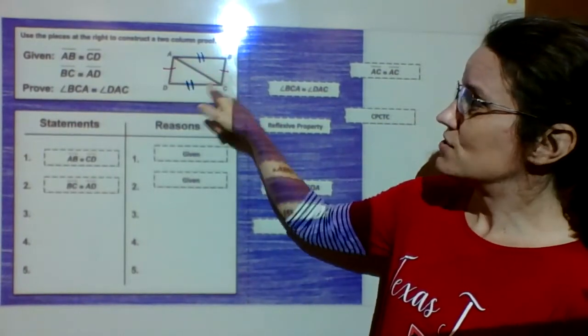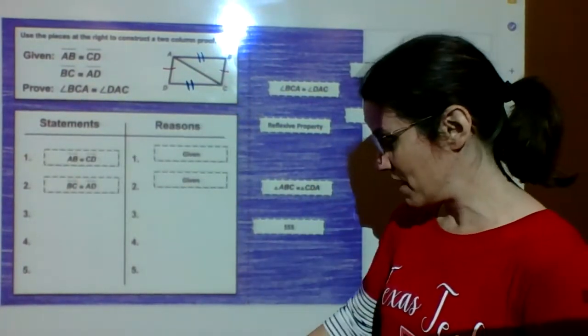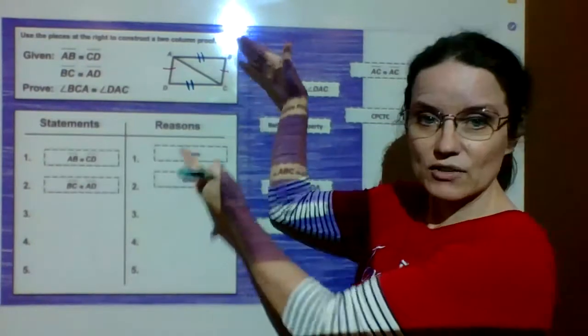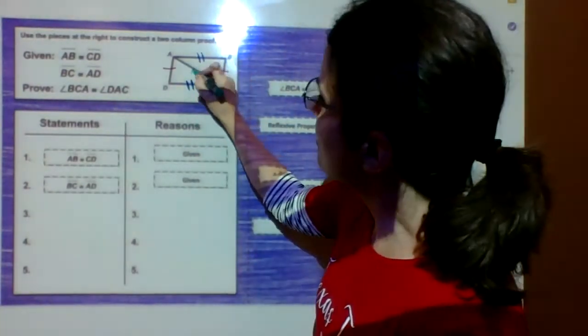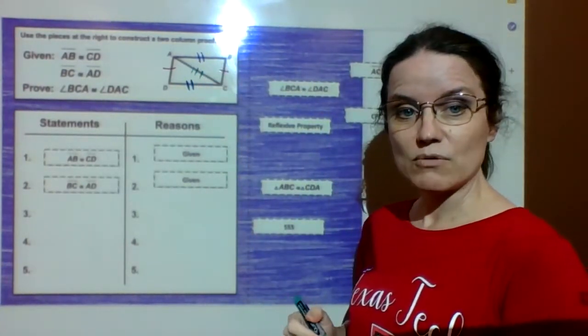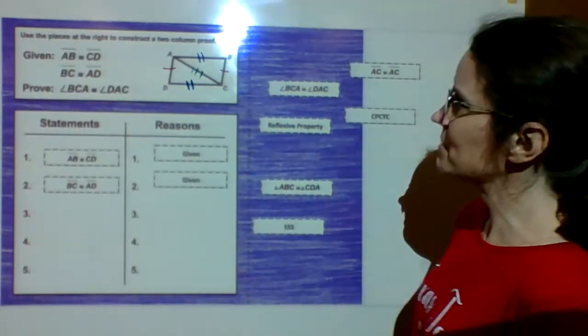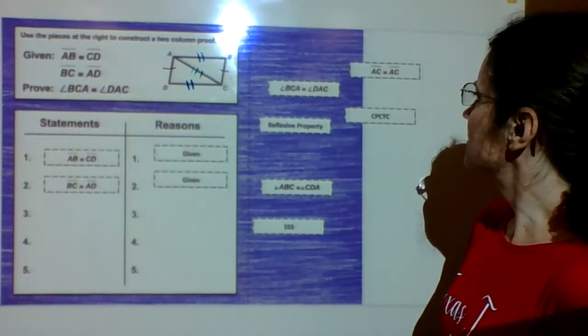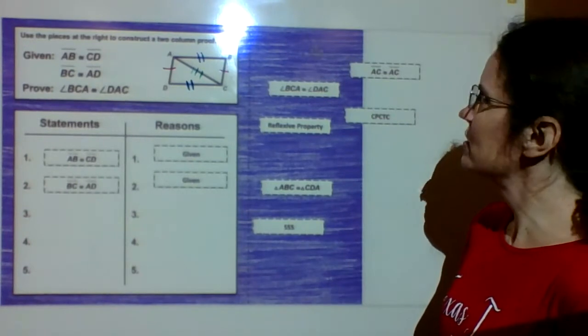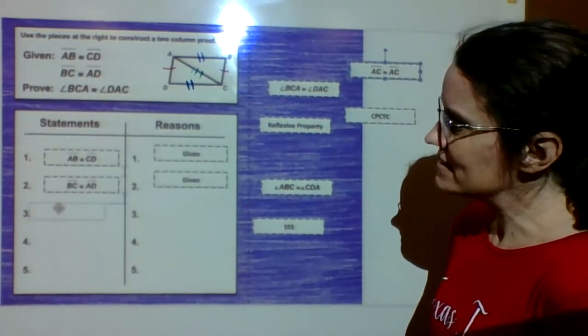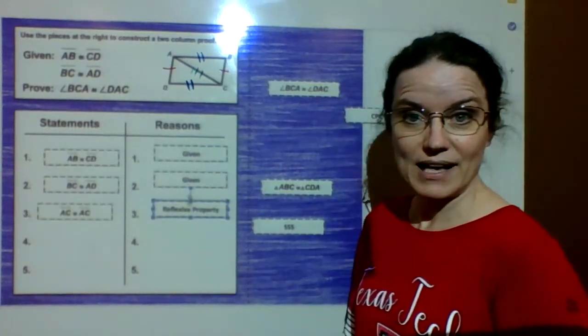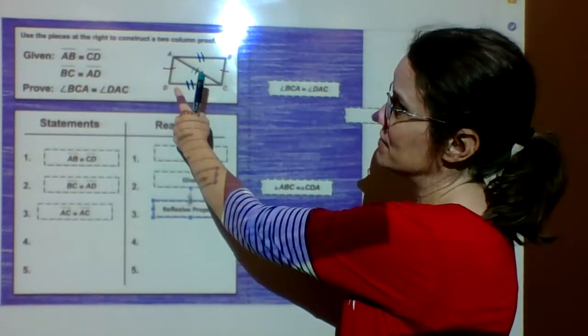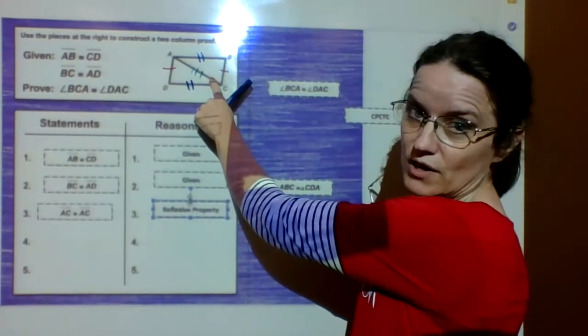Well, I already have two sets of sides congruent here in my triangles. And since the triangles are smushed together, I could go with this third side being congruent to itself. And so I'm going to say, all right, I can do that. I'm going to say that AC is congruent to itself. And I can say that because the reflexive property tells me that I'm always congruent to myself. And so that third side of this triangle is the third side of this triangle.